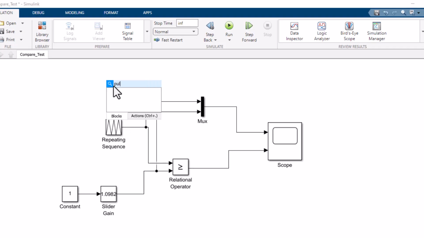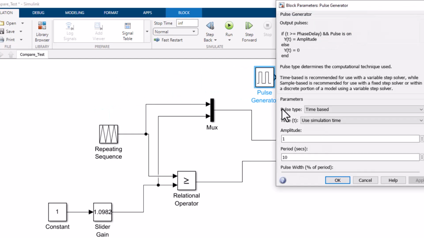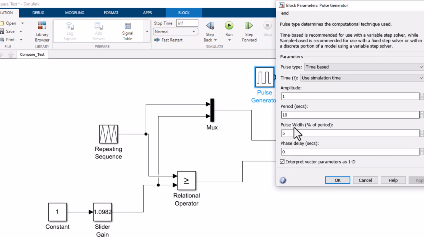If you take a pulse generator, we can manipulate its values, for example amplitude, period, and pulse width. That means if it is 50%, the switch is on for 50% and off for 50%. If it is 60%, the switch is on for 60% and off for 40%. Period I can give as per the frequency. So this is the basic way to create the pulses.